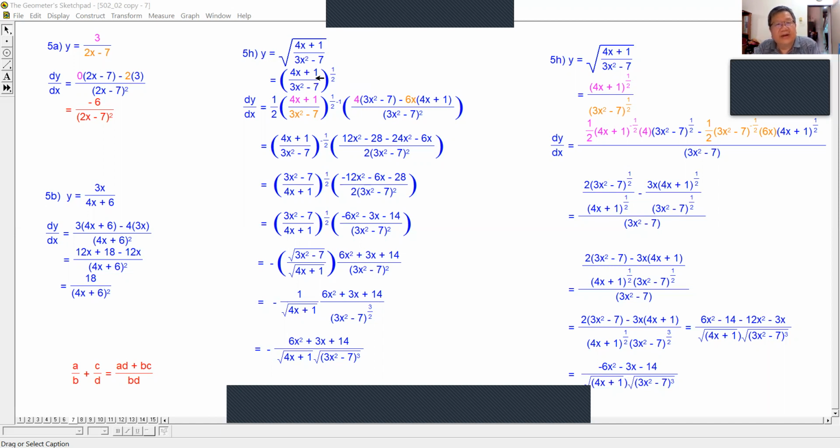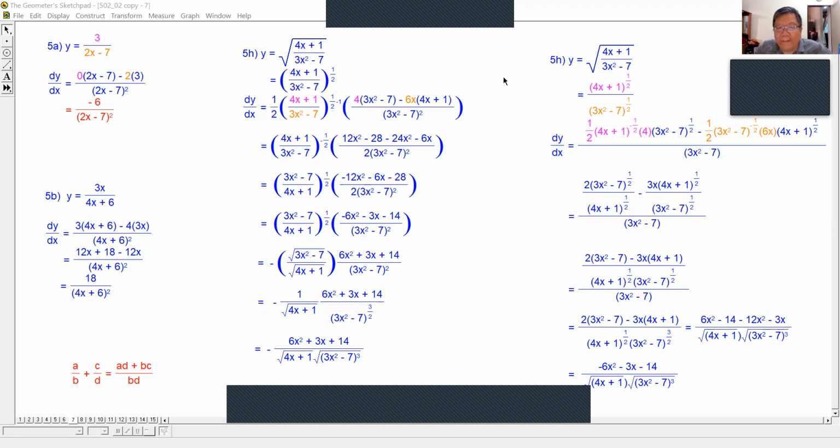Then the second step is to differentiate the inside, this part. However, inside the bracket is not a simple function. Inside the bracket, it is a quotient of two functions. So when I differentiate the inside, I have to differentiate using the quotient rule. So how is the quotient rule? Quotient rule means you treat the top pink color, the bottom orange color. Differentiate the pink color, keep the orange color. Differentiate the orange color, keep the pink color. Then divide by the denominator squared.